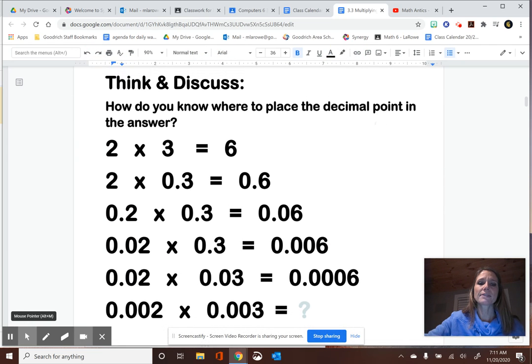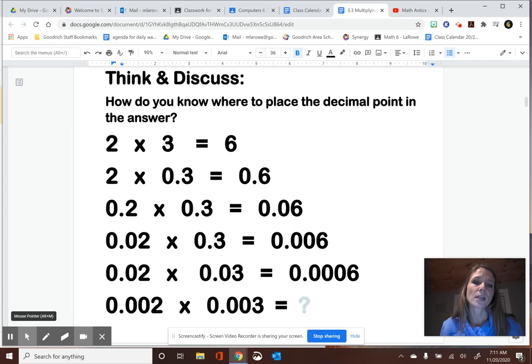I want you to look at these and see if you can figure out how they knew where to put the decimal. Because multiplying the numbers is pretty easy. If they all have a 2 and they all have a 3, 2 times 3 is always 6. But notice that as the decimal changed in the problem, the decimal also found a new location in the final answer. And we use a bunch of zeros to keep shifting that number over and over and putting it into a new spot on the place value chart. So I want you to study this. What do you think the answer would be for the very last one?